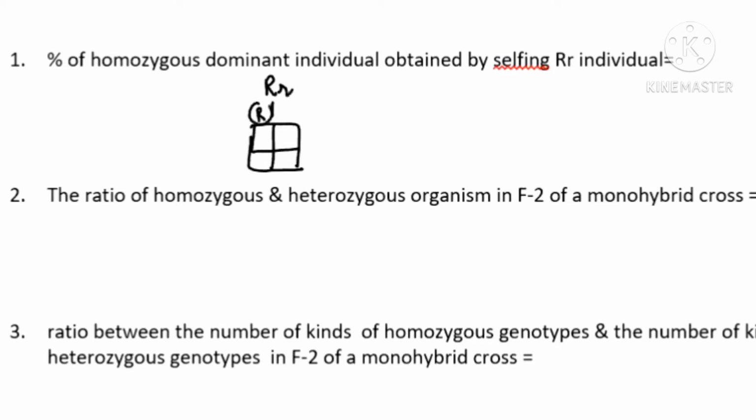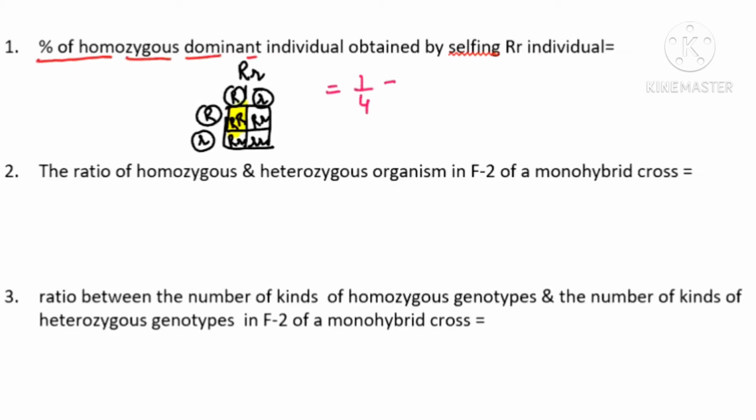Write the capital R gamete here, small r gamete here, capital R here and small r here. So here you will write capital R capital R, capital R small r and small r small r. The question asks us to tell the percentage of homozygous dominant individuals. The homozygous dominant individual is only one box, that is this first box. So what will be your answer? The percentage will be 1 out of 4, so your percentage will be 25%. This will be your answer.